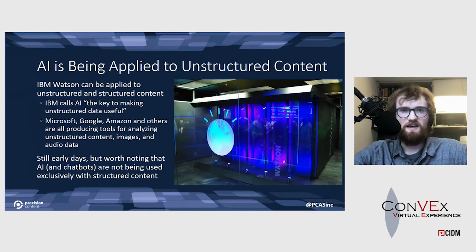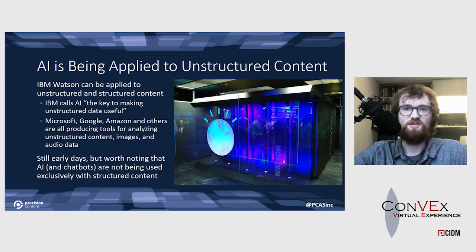There's also the fact that artificial intelligence is being directed toward parsing and understanding unstructured content. We know that IBM says that AI is the key to making unstructured data useful, and other tech giants such as Microsoft, Google, and Amazon fully agree with that. But I would say that far from rendering information architectures such as DITA irrelevant, it's really these types of structures that will facilitate the work of AI.